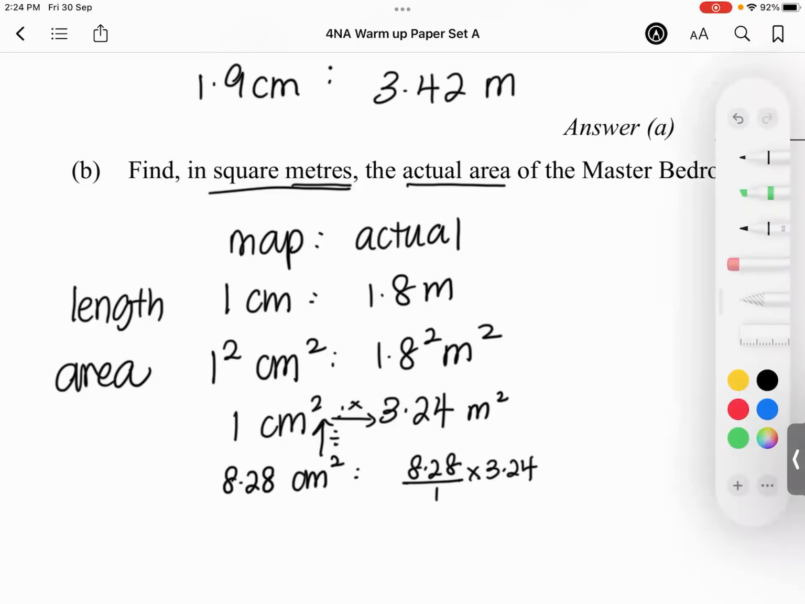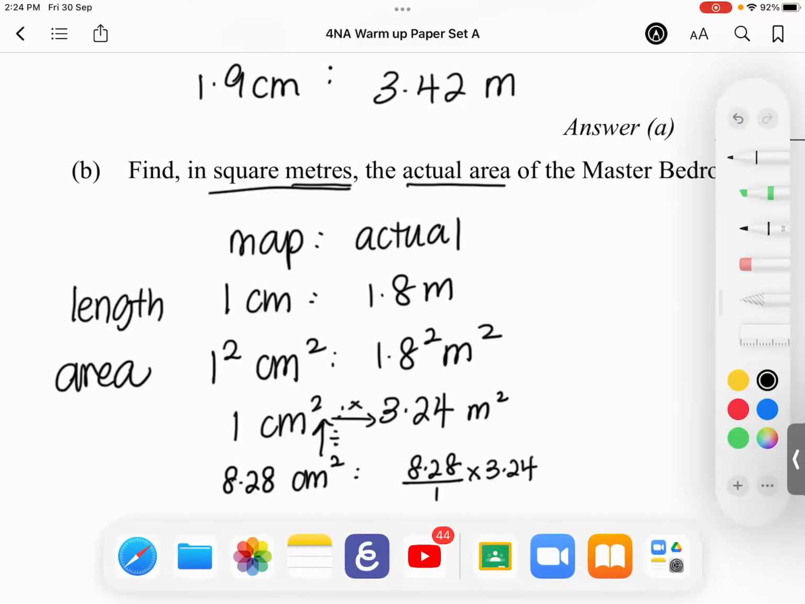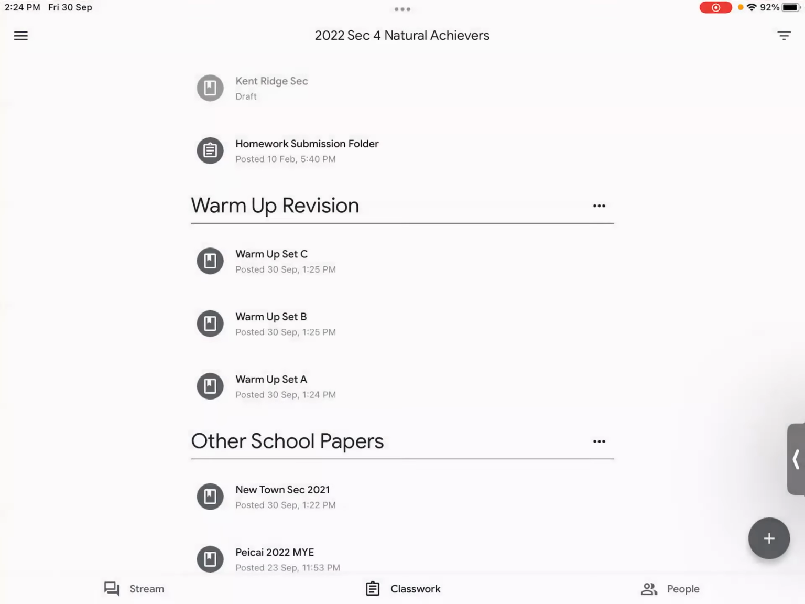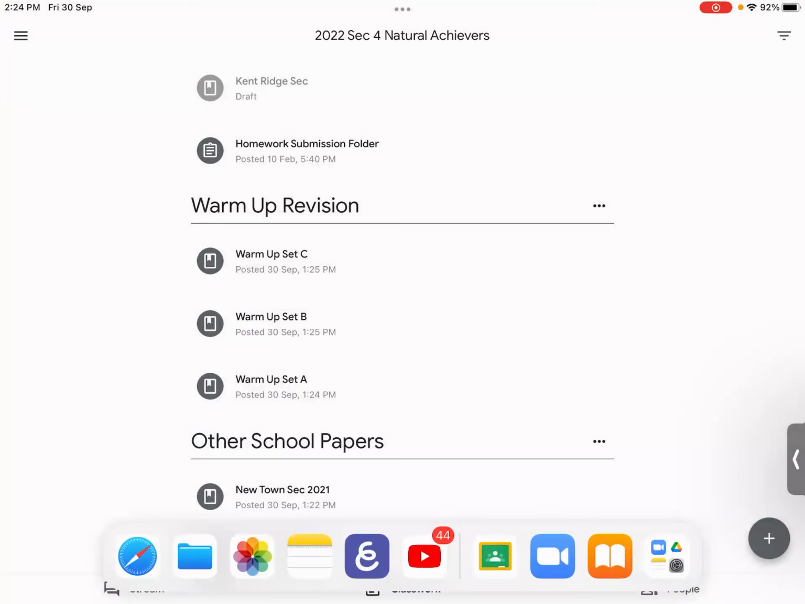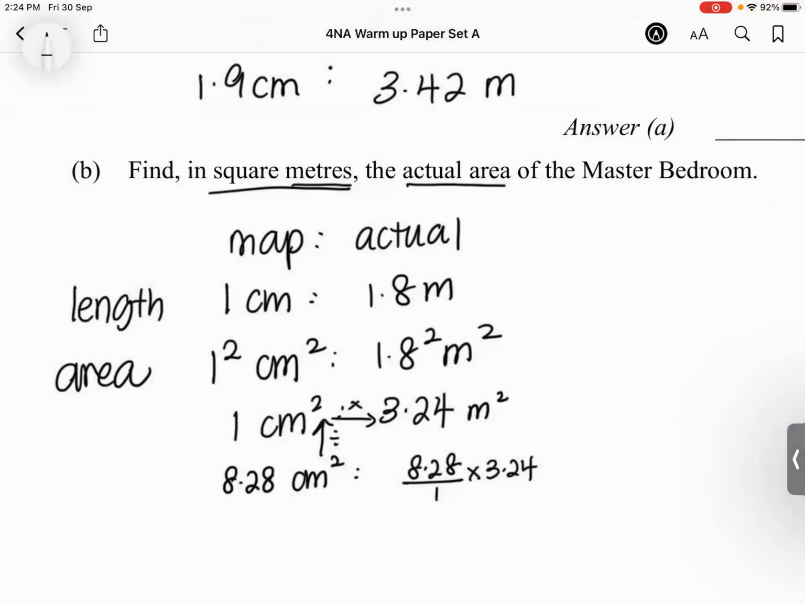Right, this paper, I realized the hard copy that I gave you all is different from the soft copy that I wanted to give out. Some of the pages are missing, printed the wrong page. So the correct version of this paper is in our Google Classroom, warm-up revision set A. So you go there and find the final proper copy. If not, the questions in front are generally the same. You can still calculate the answer.